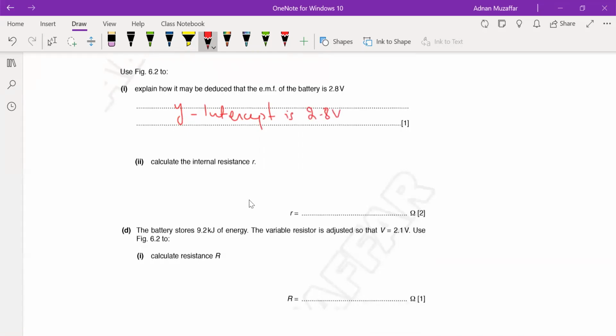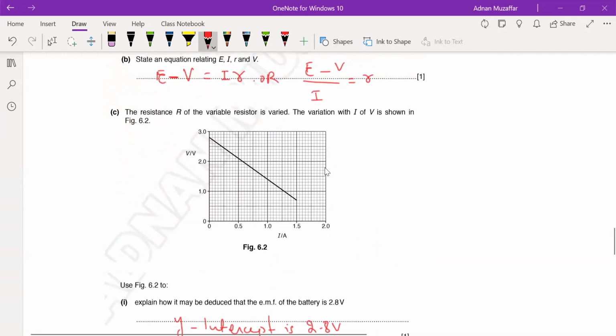Calculate the internal resistance R. So how can you do it? We use a formula. They have mentioned to use figure 6.2. Then we can find the gradient. You can choose this point and this point, and you can draw a line. One point we already know, this is 2.8.